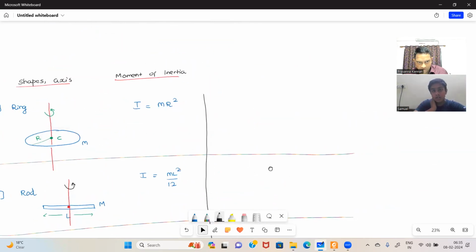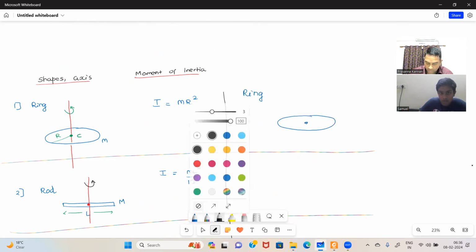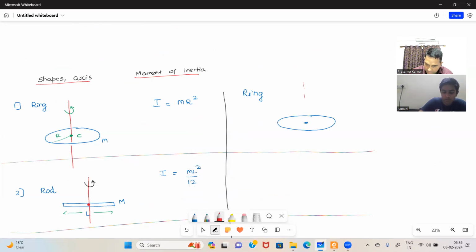I'll give you the different cases for the ring. So this is your ring sample. And the original one was passing through the center of mass and perpendicular, correct? Right. I can have an axis which is tangential and perpendicular to the ring. If I change my axis, do you think the moment of inertia will change or not? It will change. So what is it going to be in this case? Another MR squared will get added up. So MR squared by 4.